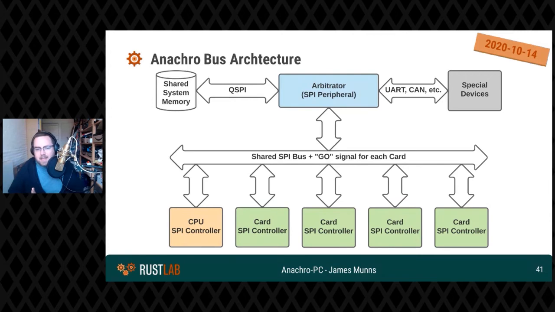The one thing I'm adding in there is what I call a go signal for each one. And this is basically the arbitrator saying, I'm paying attention to you and I'm paying attention to you. And when the arbitrator is not paying attention to one of these cards, it basically hangs up the phone on that. So it doesn't matter if the card keeps talking even though it's not its turn. The arbitrator is not going to hear it because it hung up on you. And this is great for reliability.